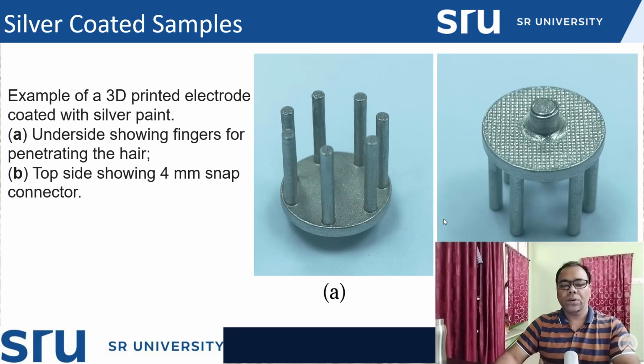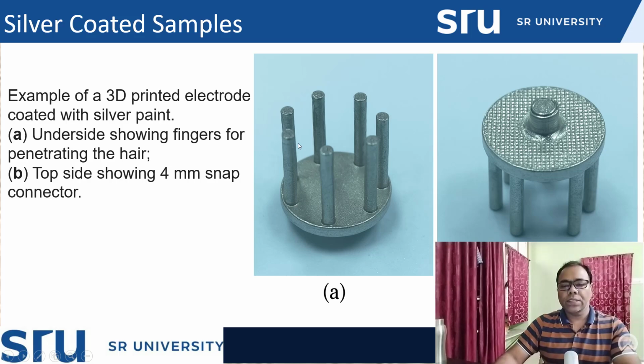Once this is performed, one can go for the testing and characterization of the coated electrode. So these are the different designs. In that, two silver coated samples are presented here. You can see that this is one profile, and another is the reverse side of the same electrode itself. So the underside shows the fingers. This shows the fingers of the electrode, and this finger portion will be going inside the wound.